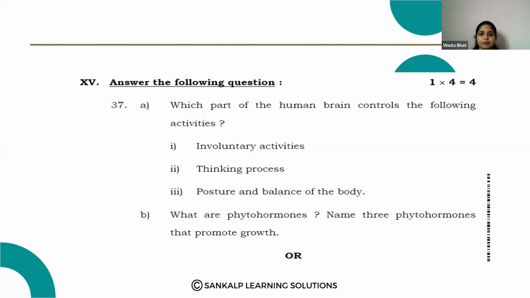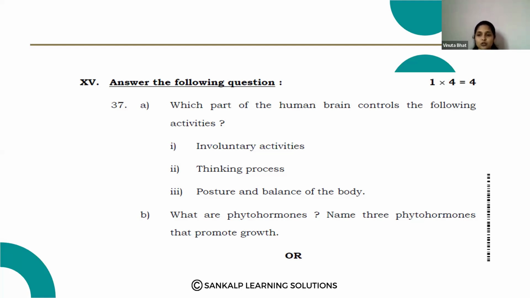Next question. Answer the following question. This is the 4-mark question. Which part of the human brain controls the following activities? 1. Involuntary activities, thinking process, posture and balance of the body. Then B, what are phytohormones? Name the phytohormones that promote the growth.